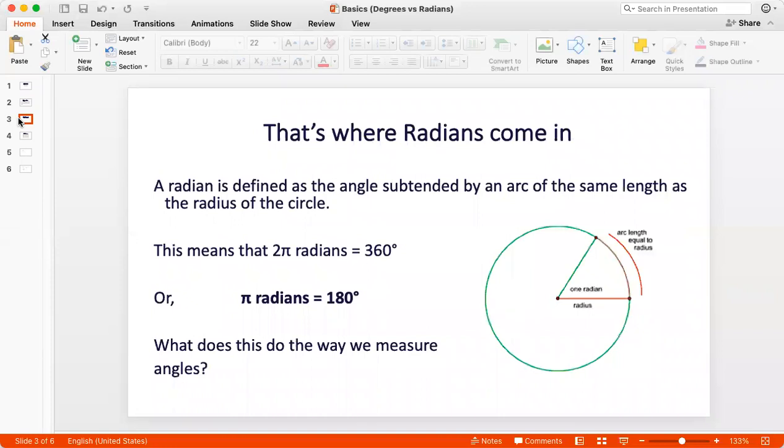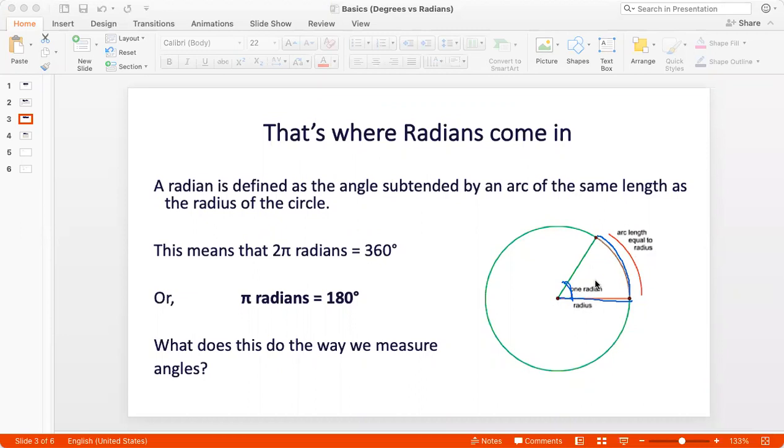So by definition, a radian is the angle subtended by an arc of the same length as the radius of a circle. So let me say that this is an arc length, and this is equal to the radius of the circle, then this angle is exactly 1 radian. What does that tell me?